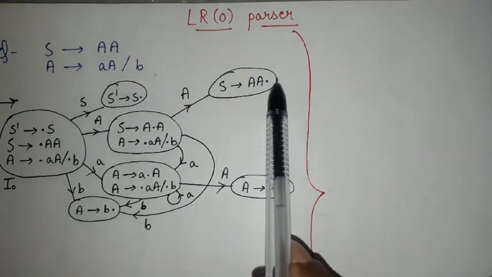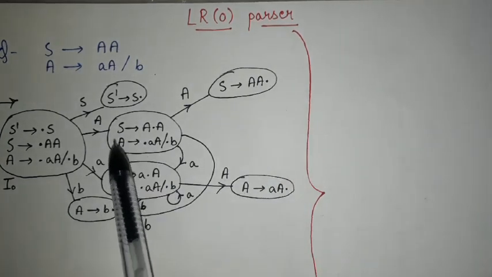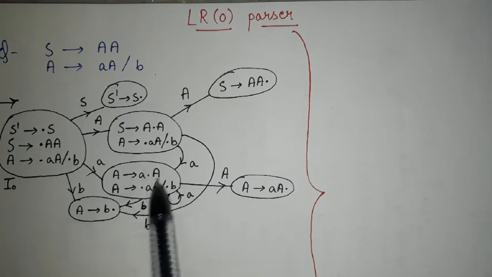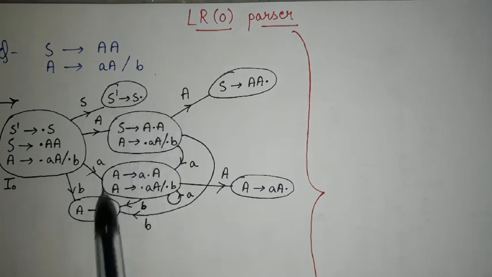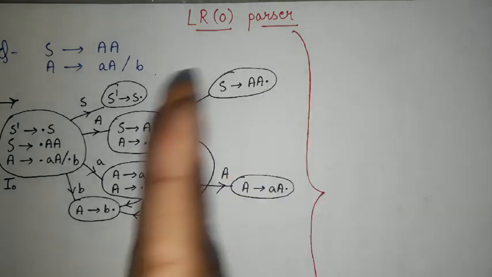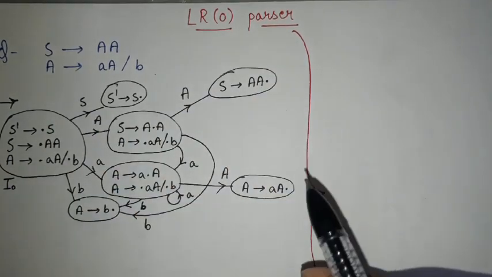See, here dot is at the end, here dot is at the end. We have done all the transactions for this. We have done all the transactions for this. For these two, again dot is already at the end. So I need not move further. This is my whole set of states. We have covered all the states.